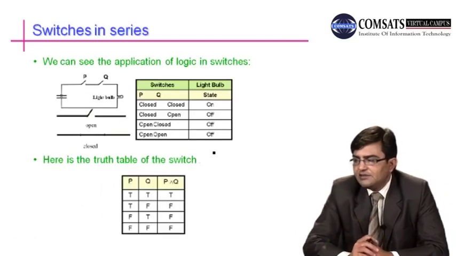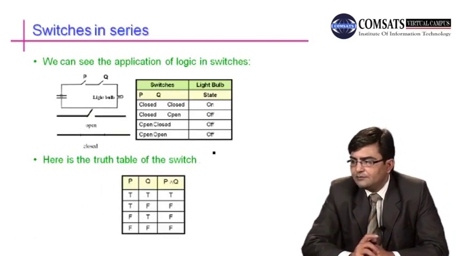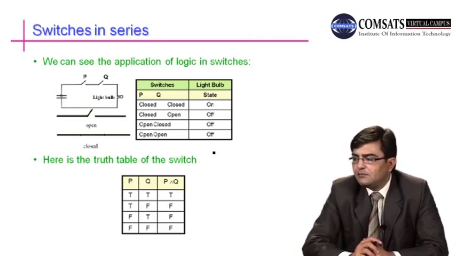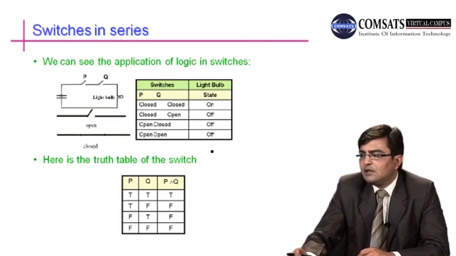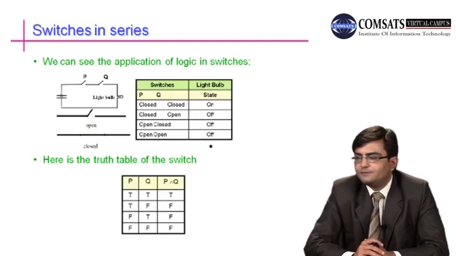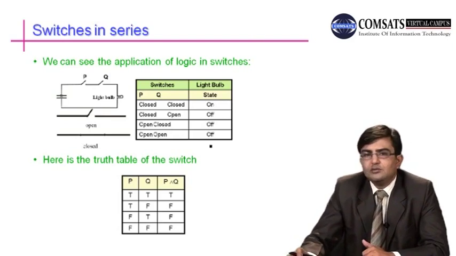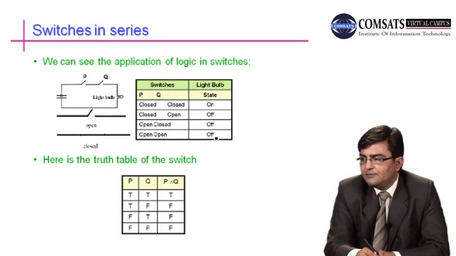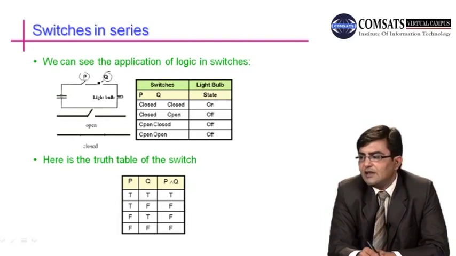The examples, very simple examples of circuits you see in daily life in your homes, are switches in series and switches in parallel. Switches in series means if you have two switches, as you can see here in this circuit, P and Q. These are two switches, and there is a light bulb here, and there is a battery here.